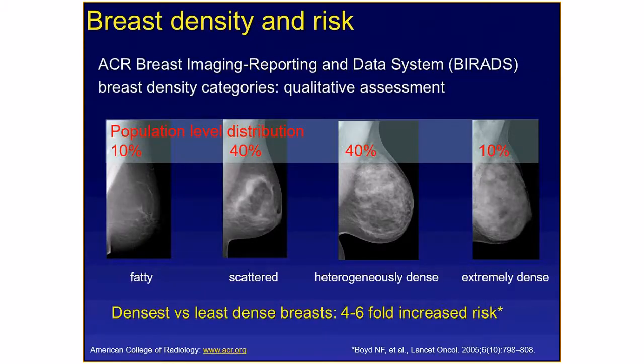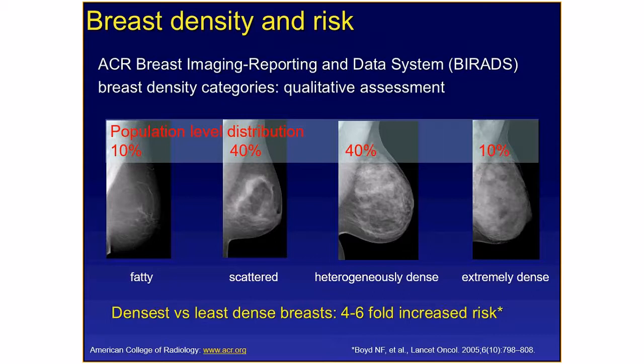The first one is more of a validation or feasibility study. For example, take the qualitative breast density assessment: scattered, heterogeneous density, and so on. Let's talk about these two groups, because they are where the population distribution lies. Most women are in these categories. If you're in the extreme categories, it's easy to identify you. But for these two groups, it's very difficult to distinguish them, even for experienced radiologists.